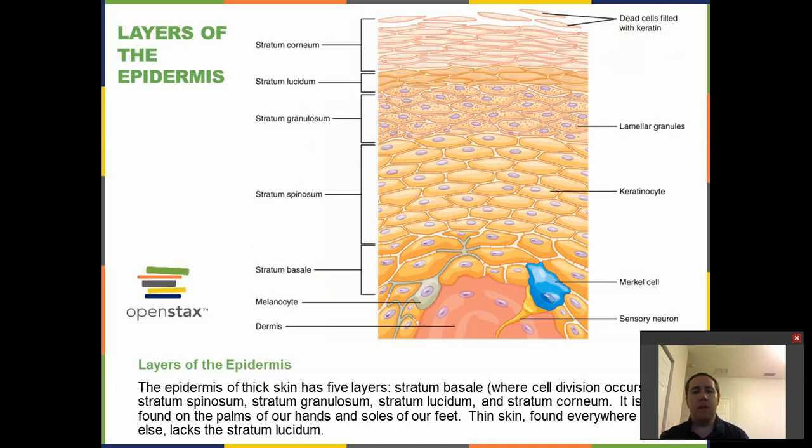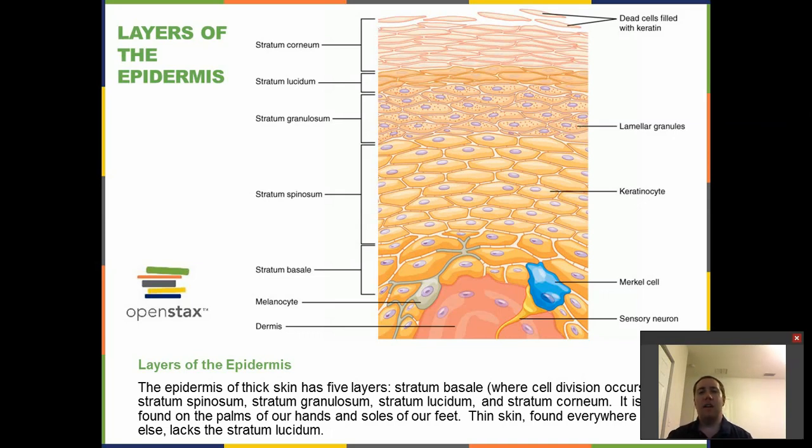So here we see the layers of the epidermis. So remember, the epidermis is the outermost layer of our skin. And even though it was not very thick, if you zoom in on it, you see that there are actually quite a few different sub-layers there. So we're going to start on the outside. The outermost layer of the epidermis is the stratum corneum.